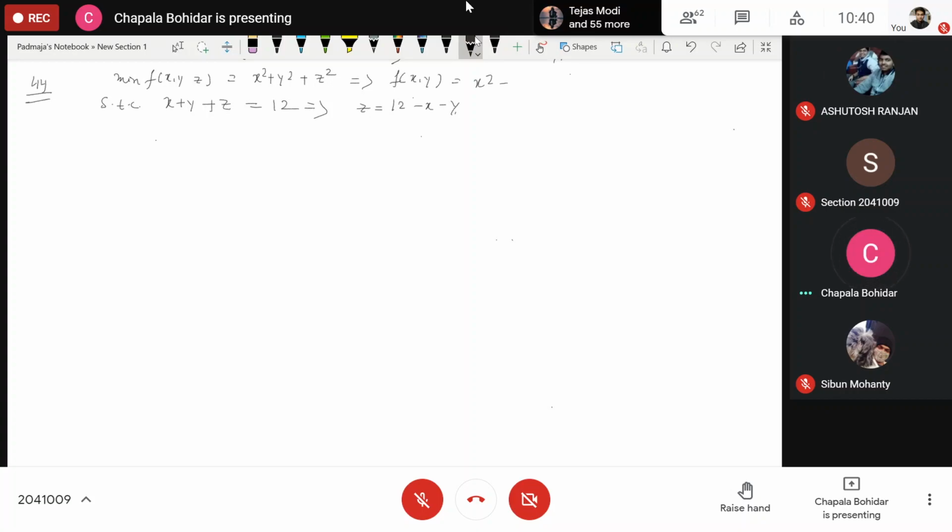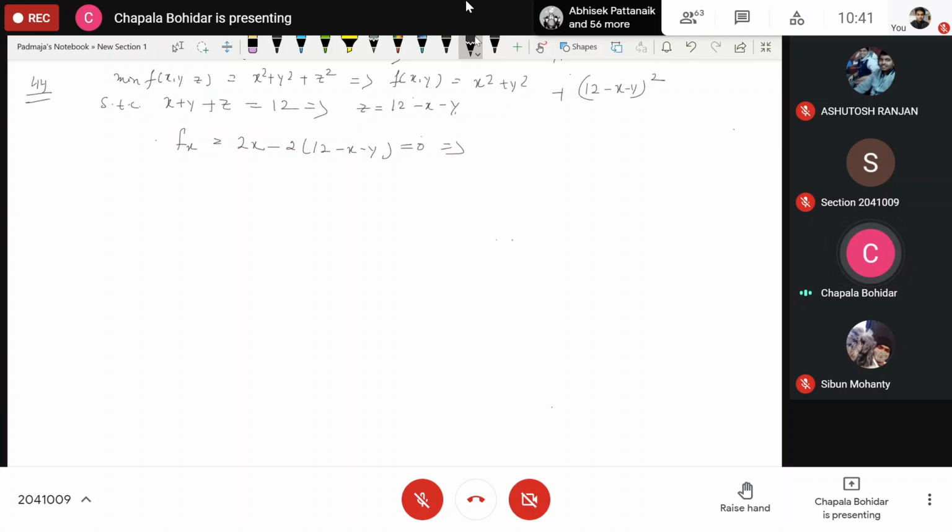x squared plus y squared plus (12 minus x minus y) whole squared. Clear? So fx is 2x. When you differentiate with respect to x, I'll get minus 2 into (12 minus x minus y). Okay? This is equal to 0.